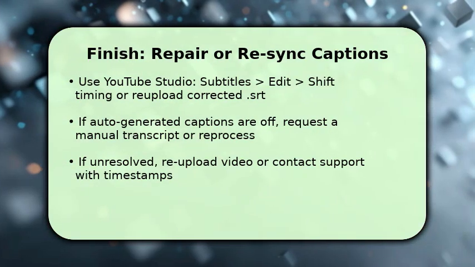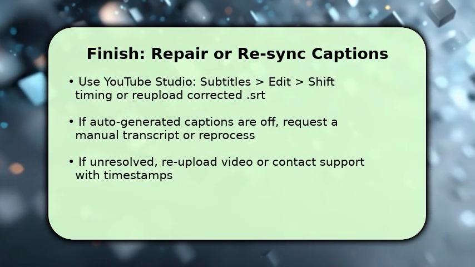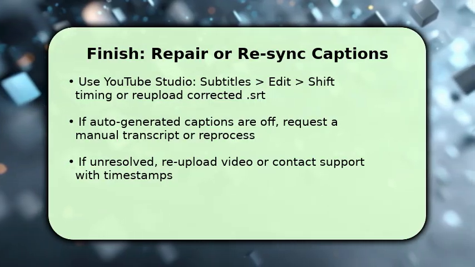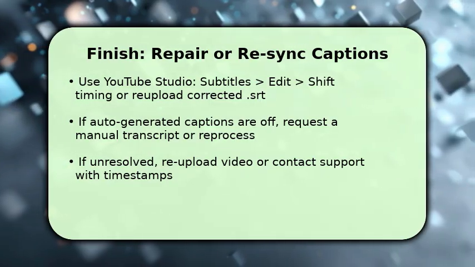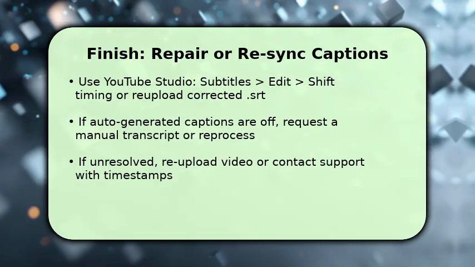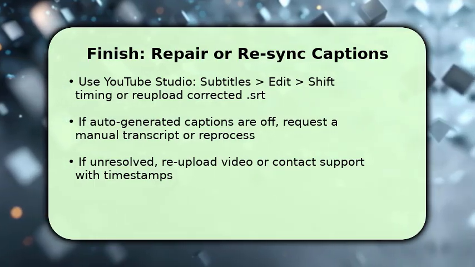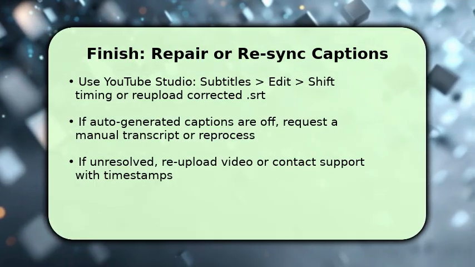To permanently fix creator-side delays, open YouTube Studio, go to Subtitles, select the language, then use the timing editor to shift captions or upload a corrected SRT file. That ensures captions and video frames align.